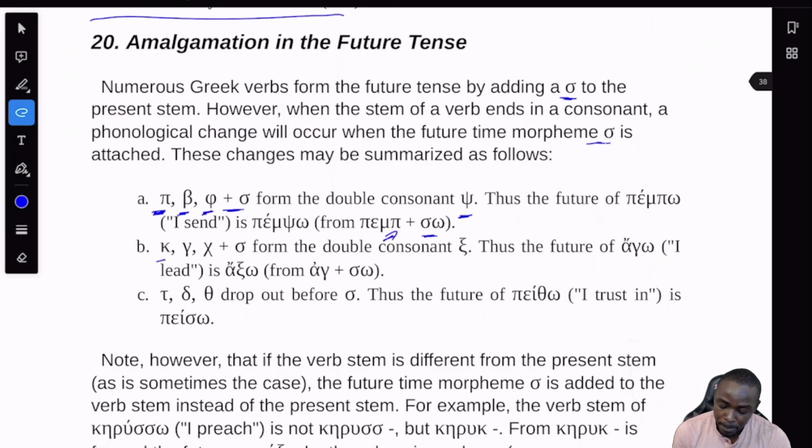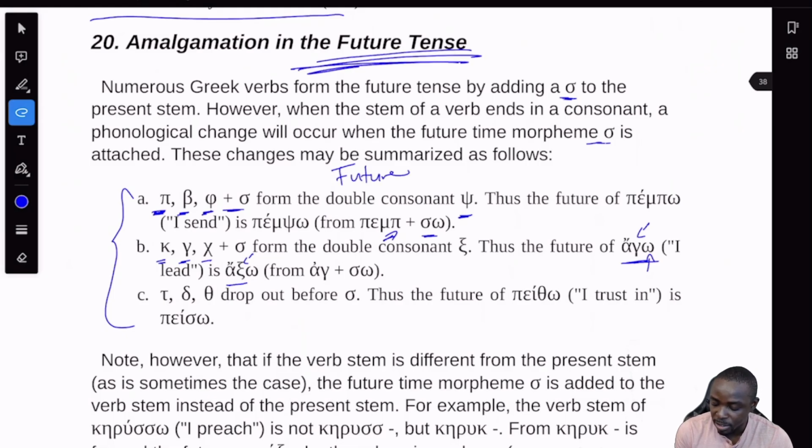If the stem ends with kappa, gamma, or chi plus the sigma, there is a doubling of the consonant. So you get the xi. You can still notice that the sigma is still there. Thus the future of ago, the stem ag, remember the omega is the first person singular. The ag, because it ends with gamma, when you add the sigma to the gamma, you're going to turn it into a xi. So ajo, because this is the xi here, becomes the future tense. And by the way, this just relates to the future. As you see here, future tense. This is just the future, right?